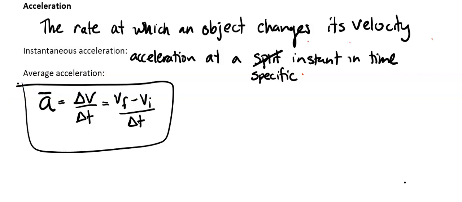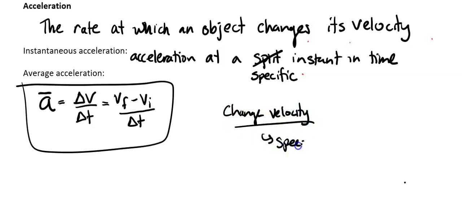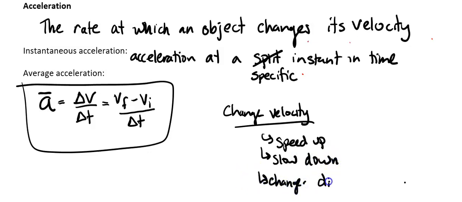To change velocity, let's think about what you can do. You can speed up, you can slow down, or you can change directions. So keep that in mind: if you change directions, you are accelerating. Now we're going to look at a couple quick examples for acceleration.